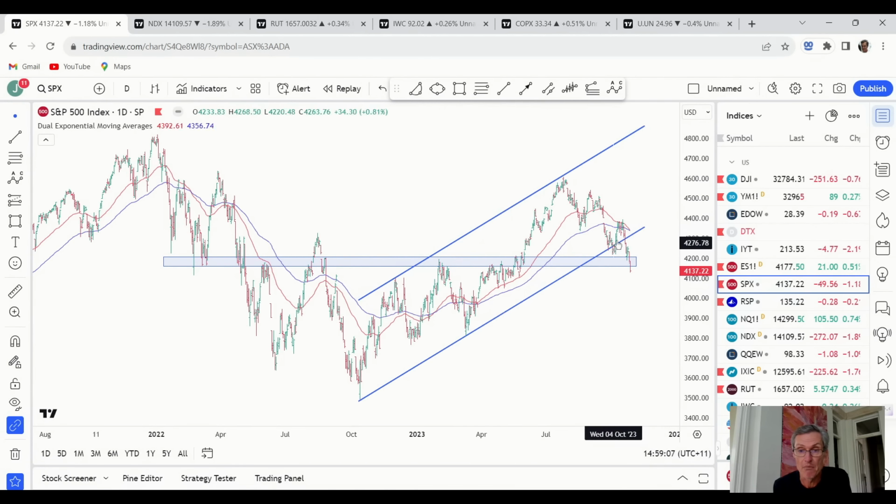We've also got a clear break from this trend channel. This trend channel goes all the way back to the October low last year. It's a nicely defined channel, edged below it in early October, rebounded, but now we do have that clear break. We are getting a little bit stretched below these moving averages.